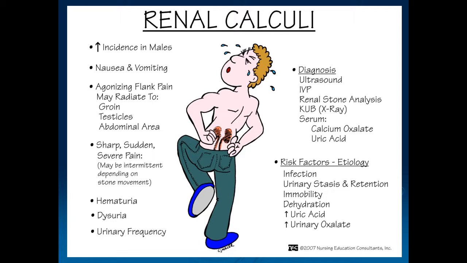The symptoms, oftentimes the patients will have nausea, vomiting, they'll have agonizing pain, sharp, sudden, severe pain as it moves, so it may be intermittent depending on the movement of the stone. Hematuria, or blood in the urine, is a common occurrence. Painful urination and urinary frequency. Stones are typically diagnosed with an ultrasound or an IVP or the other tests listed here.